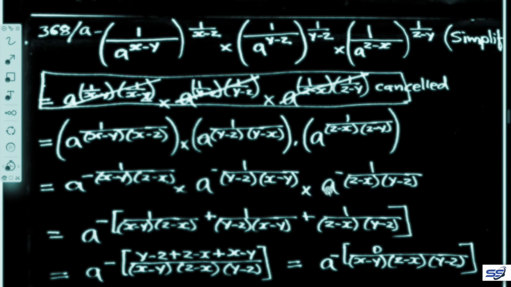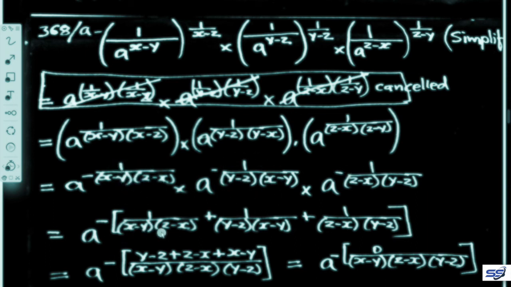Now here, all the base is a. Always the base is a, the base is the same. Then we know that if the base is same, the powers shall be added. This power, this power, this power: all the three powers shall be added. See here, equal a to the power minus. Minus is taken common here, since here is minus, minus, minus. All the three minus signs are taken common, and in the bracket comes all these powers in the form of plus.